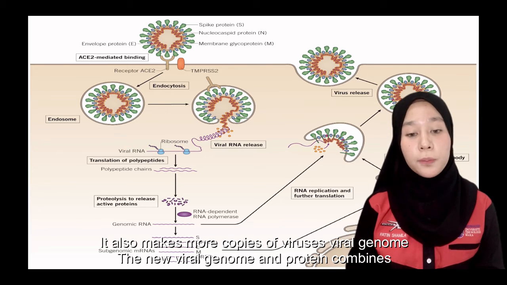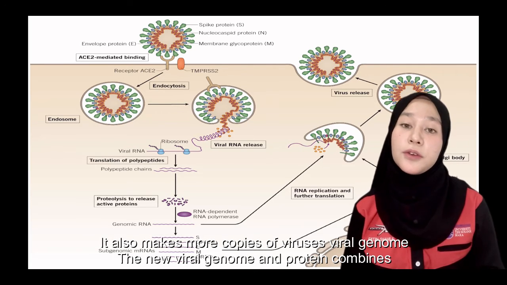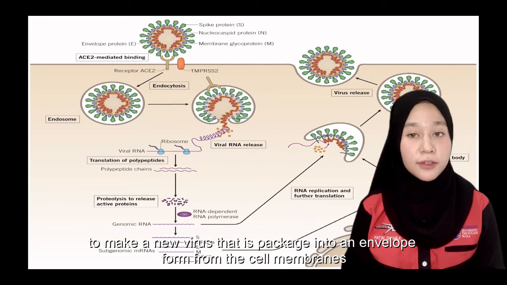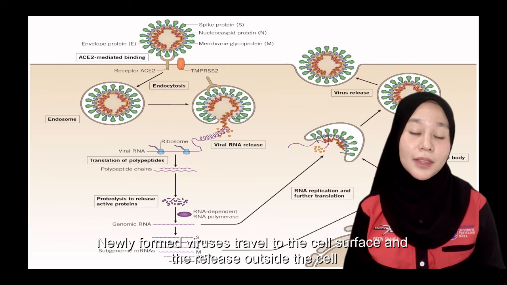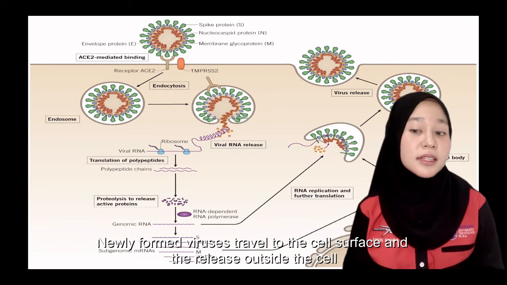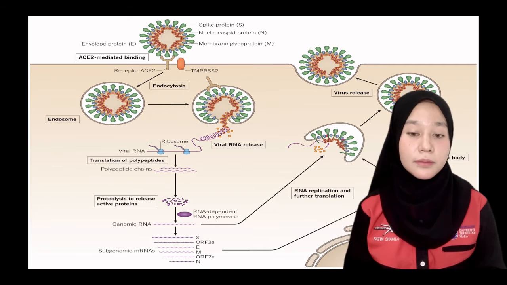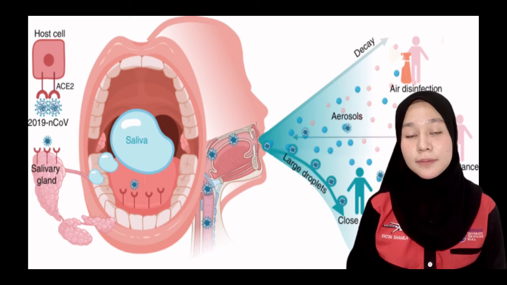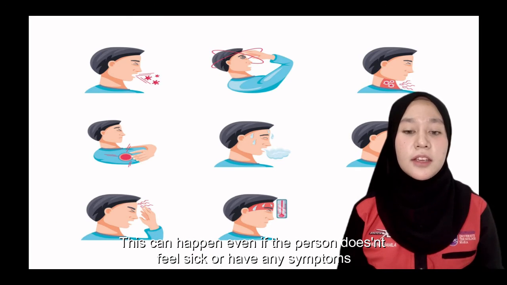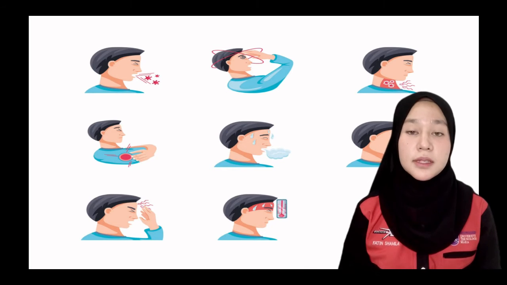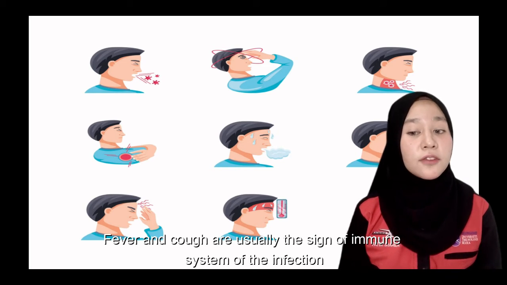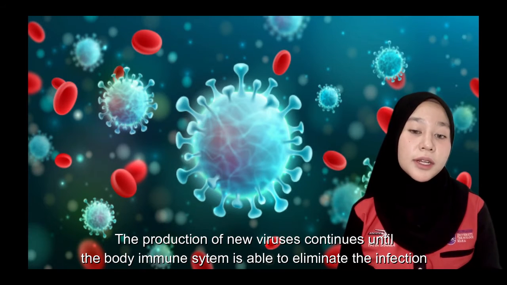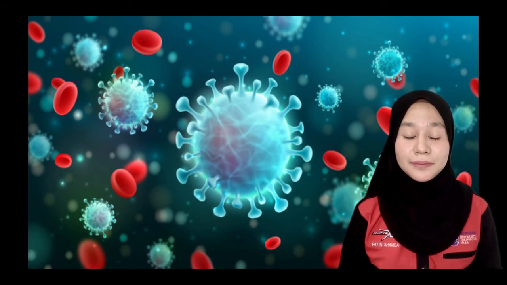It also makes more copies of the viral genome. The new viral genome and proteins combine to make a new virus that is packaged into an envelope formed from the cell membranes. Newly formed viruses will travel to the cell surface and be released outside the body. The viruses can infect other cells or can be transmitted through droplets of different sizes. This can happen even if the person doesn't feel sick or have any symptoms. Fever and cough are usually a sign of the immune system fighting the infection. The production of new viruses continues until the body's immune system is able to eliminate the infection.